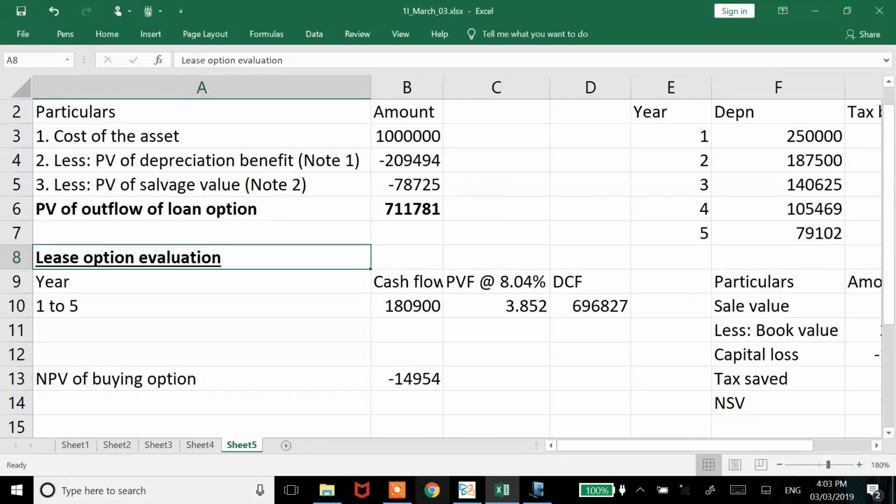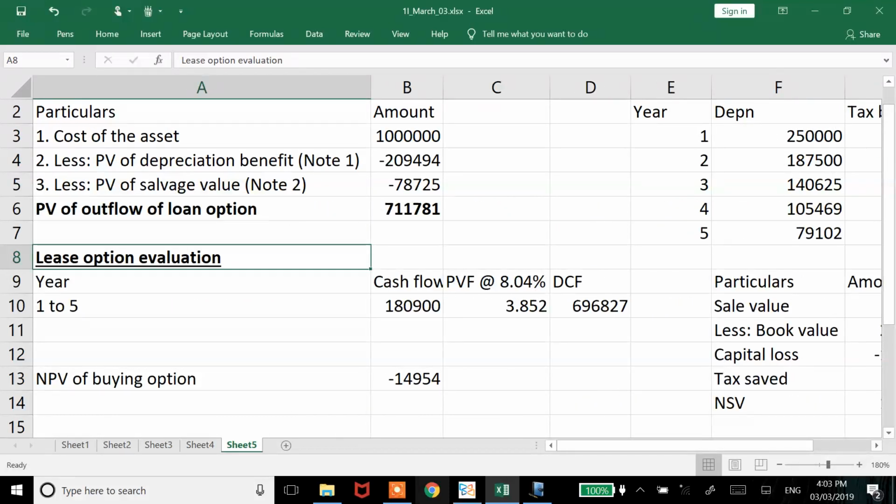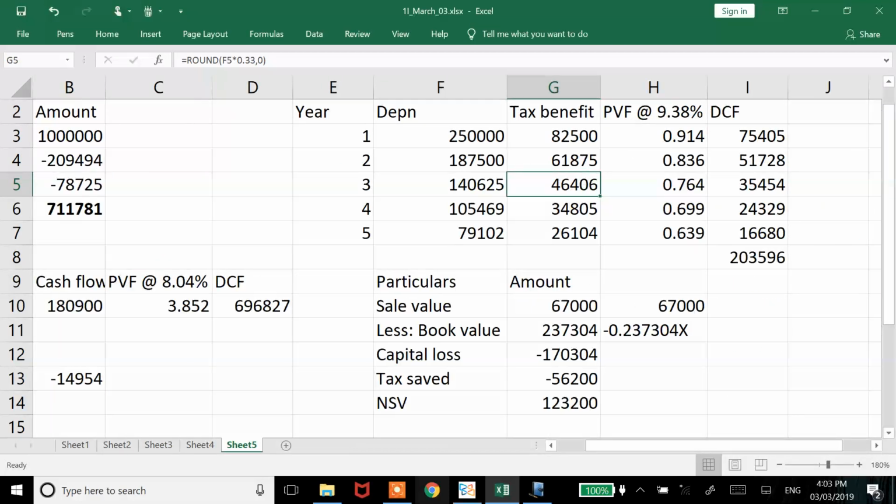Less present value of salvage value, in brackets, 123,200 into PVF, the present value factor at 9.38% and 5 years. I didn't want to repeat the depreciation calculation. 123,200 into 9.38% PVF for 5 years.